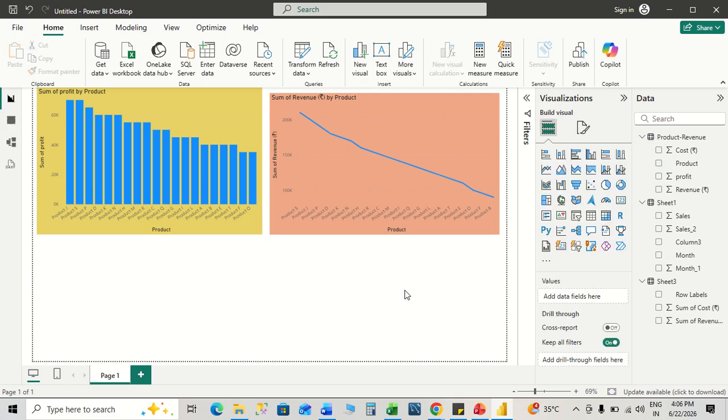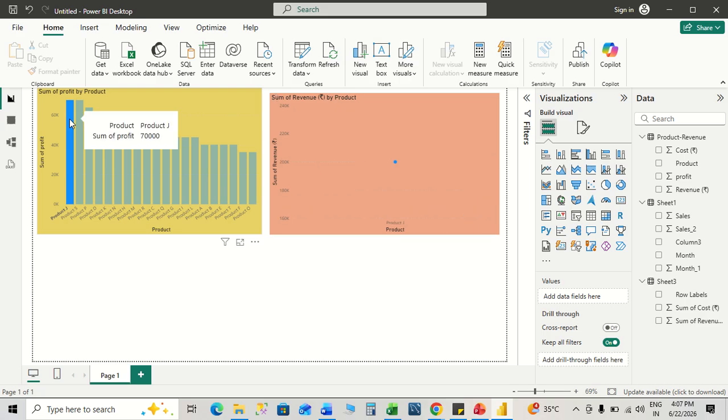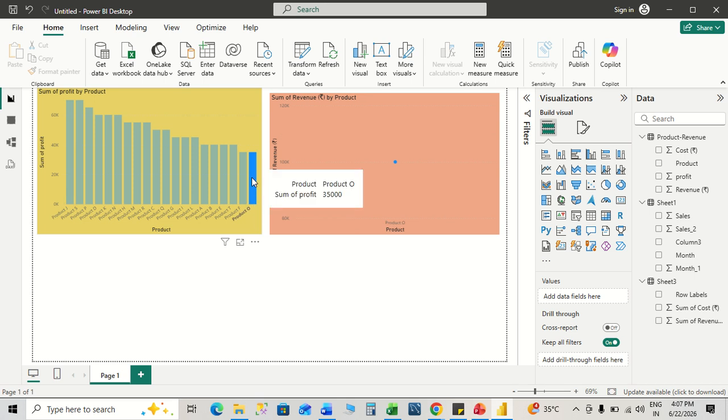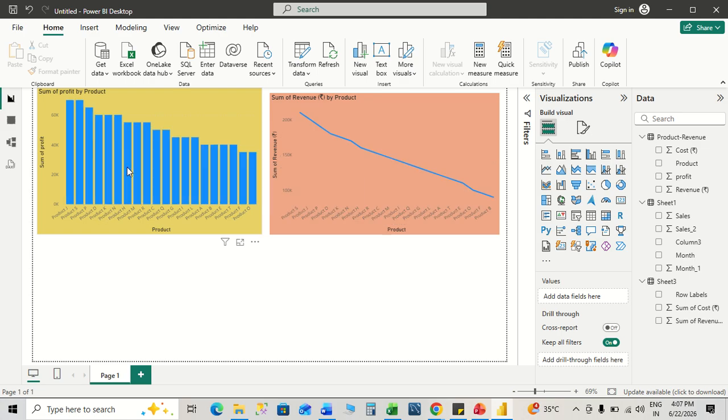Okay, now we can easily understand product. This product has the highest profit. Touch this. Product J has the highest profit, and product O has the lowest profit. So this way we can analyze these things with a line chart here.